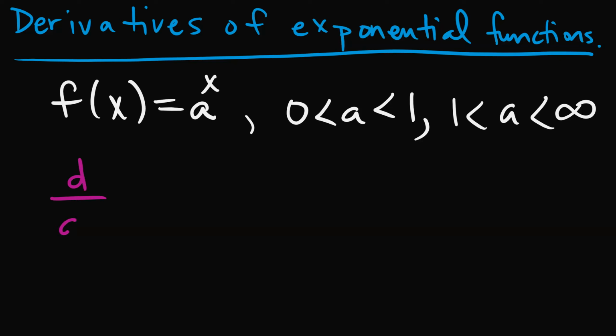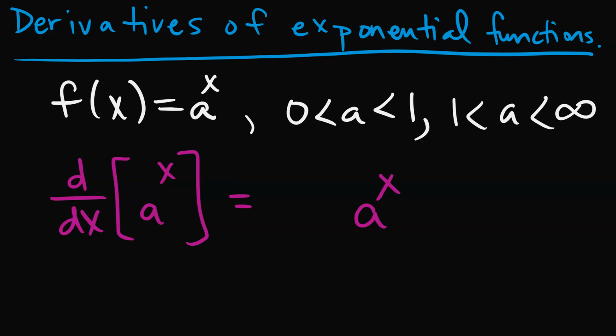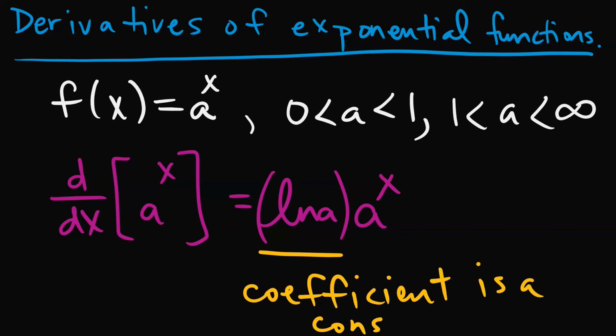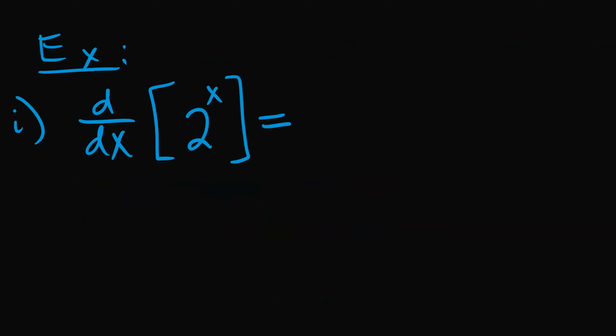Okay, so the derivative of our exponential function a to the x is the whole exponential function back, and then a coefficient that's the natural log of the base. So this is just a constant. The natural log of a number is just a constant, so this coefficient is a constant. Sometimes we forget that the natural log of a is a constant. All right, let's work a few examples.